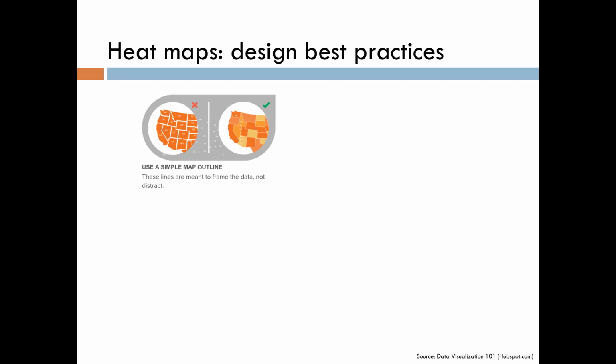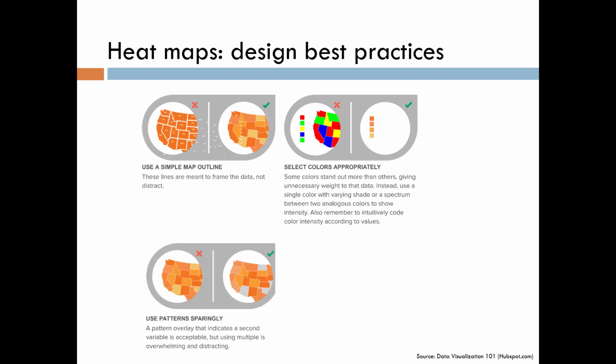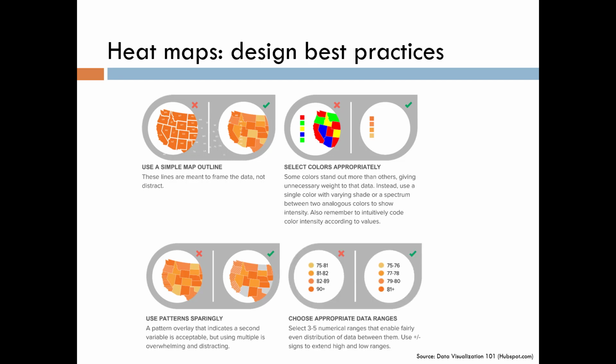For heat maps, best practices are use a simple map outline and avoid the use of thick lines for the borders. Instead of using different colors to show different values, use a single color with varying shades to show high and low values in the data. Don't use patterns if possible, as they can distract rather than clarify. Use appropriate ranges for the different shades such that there is a roughly even distribution of data between them. In the example, instead of using ranges with 6, 2, and 7 values each, a better approach would be to use ranges with 2 or 3 values in each.